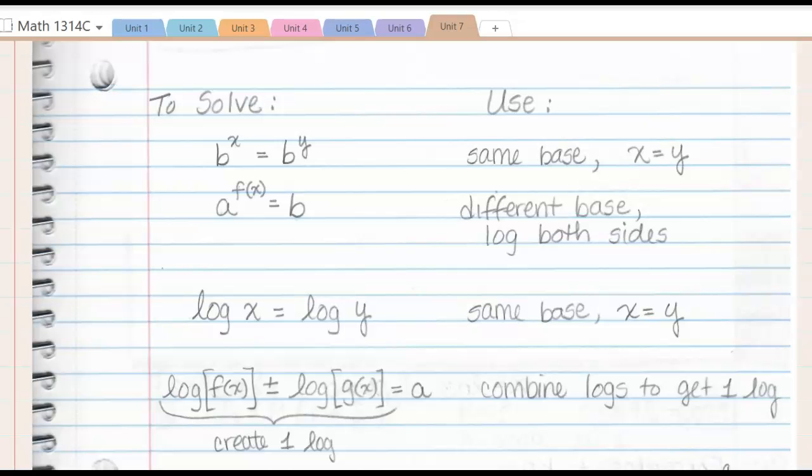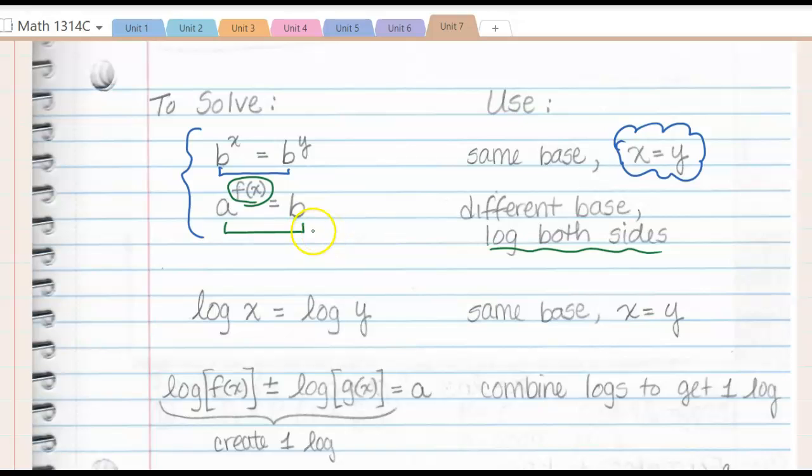First, let's review how to solve exponential equations. We have two types. One type is where the bases are already the same. If that's true, then all we need to do is let the exponents equal each other. The second one is when the bases are different and I have my x in the exponent that I need to find. So one of the things we can do is take the log of both sides and then use the third property of logarithms to bring that exponent to the front.